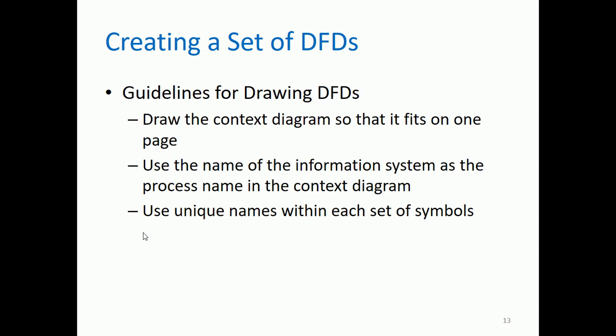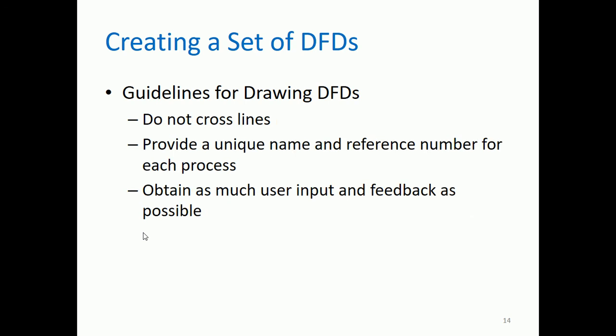So what are the guidelines for drawing DFDs? Draw the context diagram so that it fits on one page. So a context diagram must fit on one page only. And then use the name of the information system as the process name in the context diagram, or process zero. Then use unique names within each set of symbols. Do not cross lines, because the more complex your DFD is, the more difficult it is if you cross lines for the data flows, and then you're going to be confused. Where is the label of this data symbol? Is it this one or that one if they are crossing lines? And then provide a unique name and reference number for each process. And then obtain as much user input and feedback as possible.